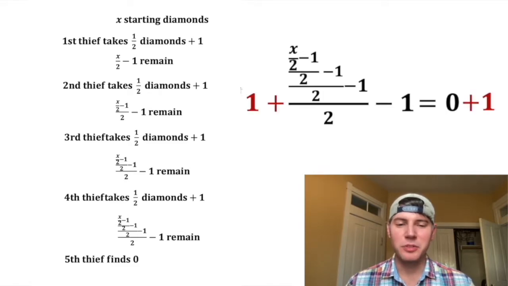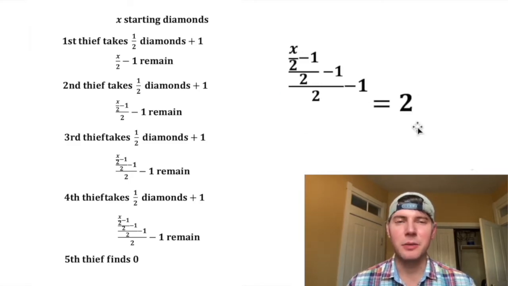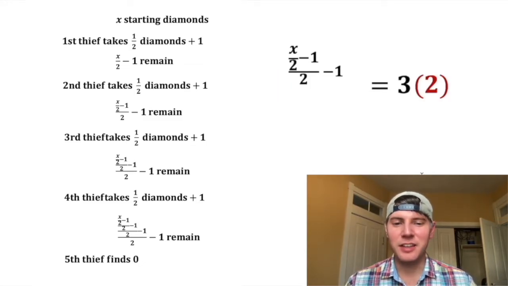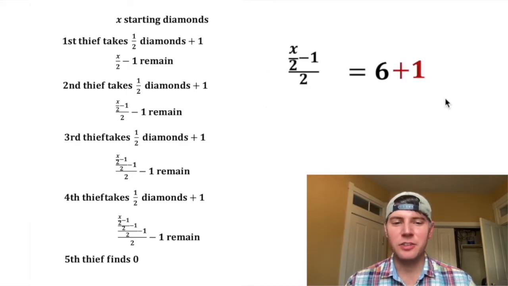So we can add 1 to both sides. These cancel and this side becomes 1. Scoot this over. Multiply both sides by 2. These cancel and this side becomes 2. And scoot this up. Add 1 to both sides. These cancel. This side becomes 3. Then multiply both sides by 2. These cancel and this side becomes 6. Scoot this up. Add 1 to both sides. These cancel. This becomes 7.